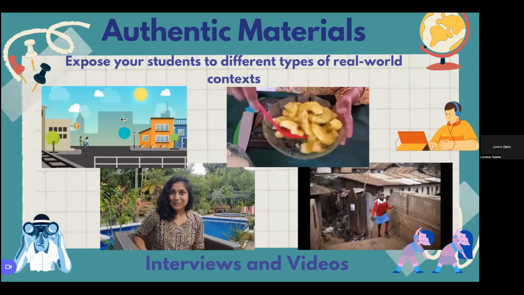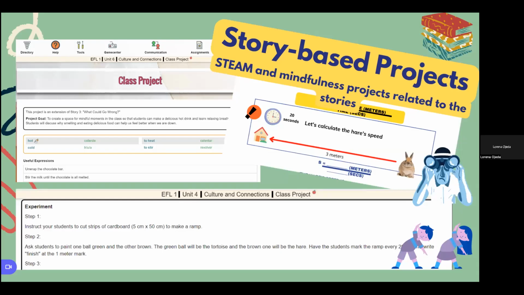And this is the fun part. This is my favorite part. Based on the situation too, we are also proposing a story-based project. Because Mr. Tortoise and Mr. Hare had to go a different direction, what we propose here is for students to discover how to measure and how to calculate speed. So students will have to build a ramp with any materials that they can find. The ramp has to be 3 meters long or whatever they decide.